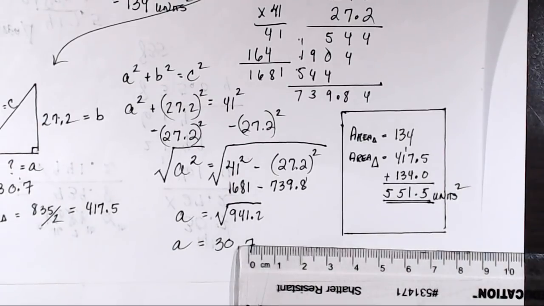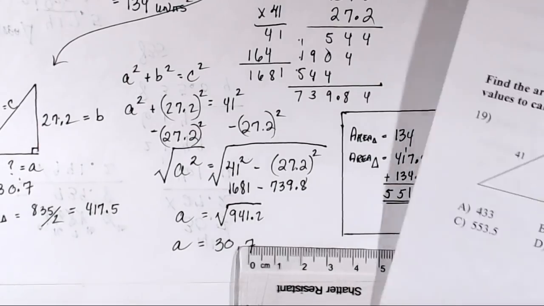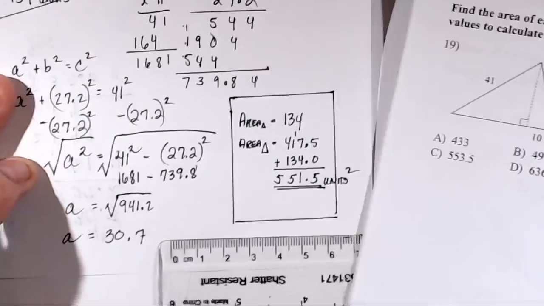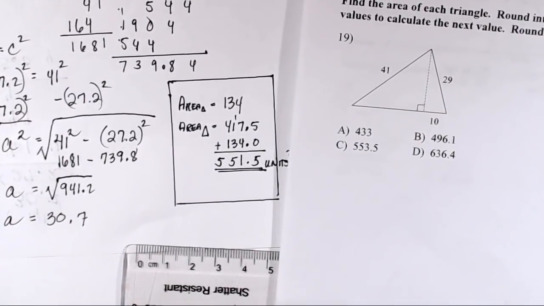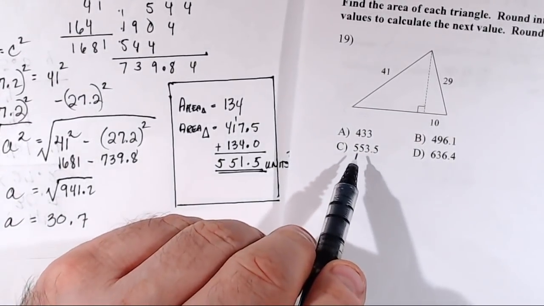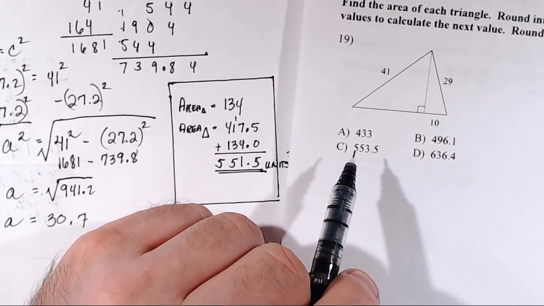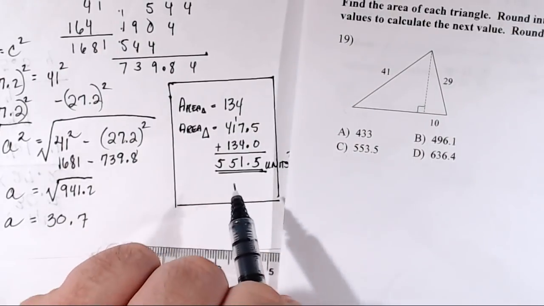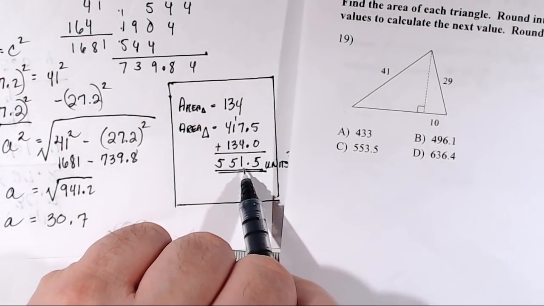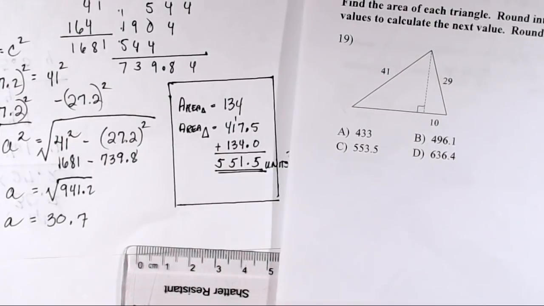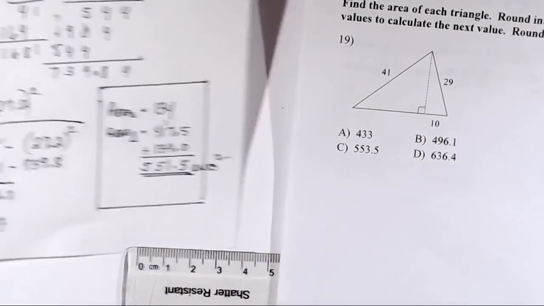And I'm going to show the answer choices here. We have some kind of discrepancy here. So I've got 553.5 as the correct answer choice, but I came up with 551. So unless I made a clerical error along the way, which I'm not sure I did. Let me see what.